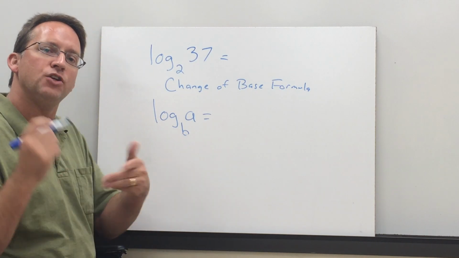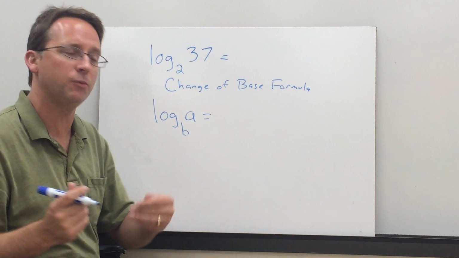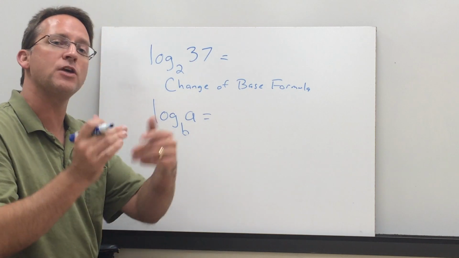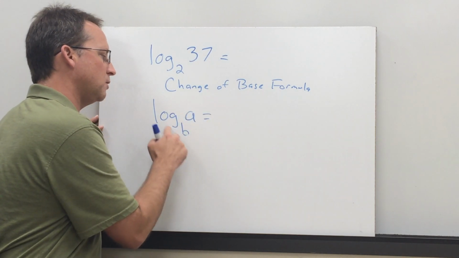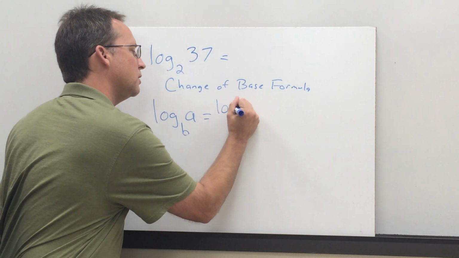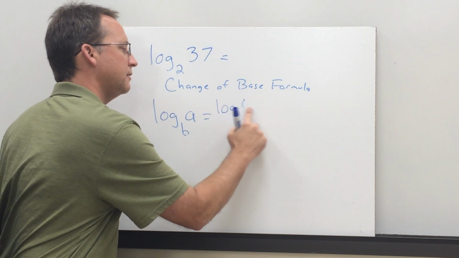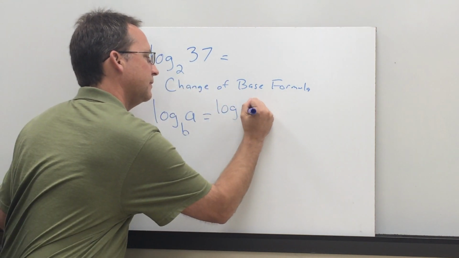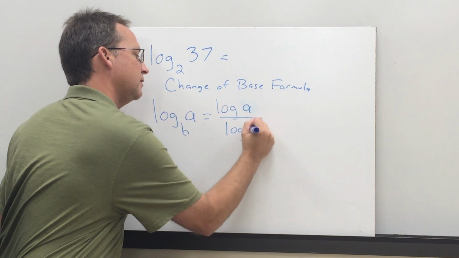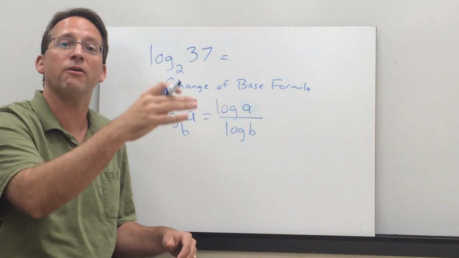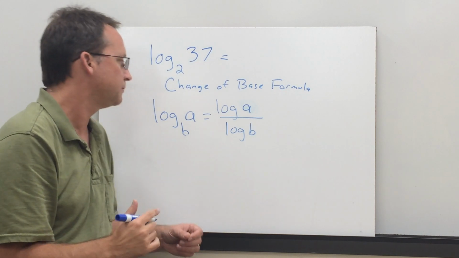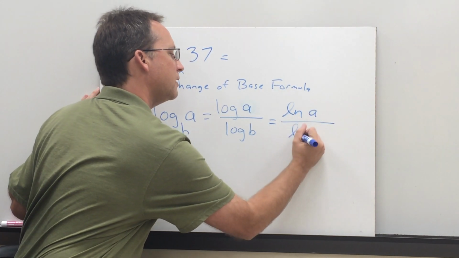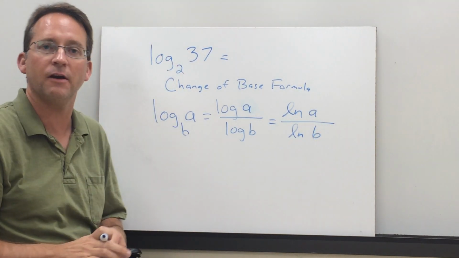We can rewrite that, changing the base into a base that we're comfortable with. There are really 2 buttons on your calculator that will help us here, the log button and the ln button. We can use either one. The change of base formula says the log base b of a is equal to the log of a over the log of b. It's the log of the argument over the log of your base. Or you can do it as the natural log of the argument over the natural log of your base. All right? So that's change of base.